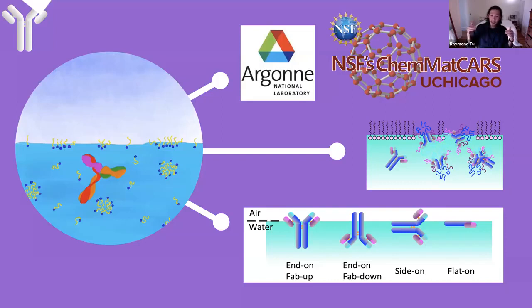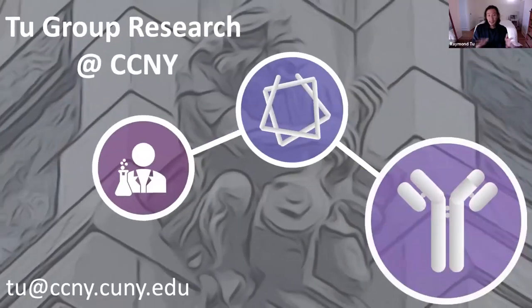At Argonne National Labs, we can do an X-ray reflectivity experiment and look to see exactly who is getting to the interface, but then also look at the orientation and the unfolding behavior at that interface. So those are the two projects I wanted to describe.